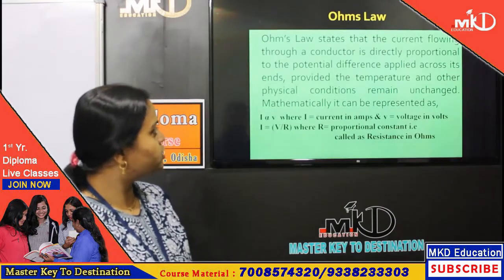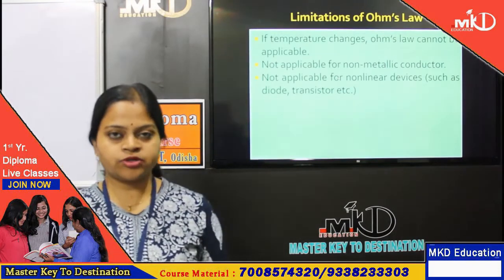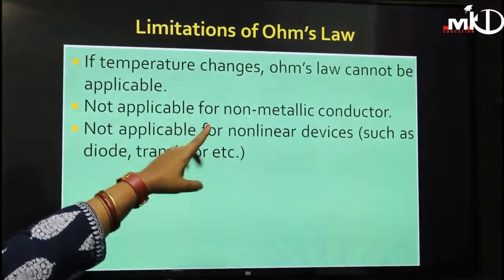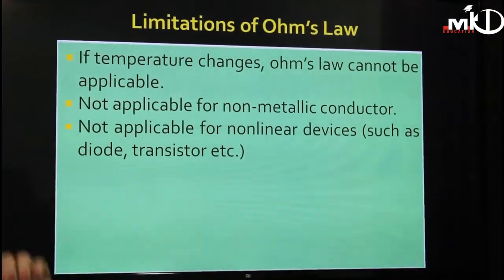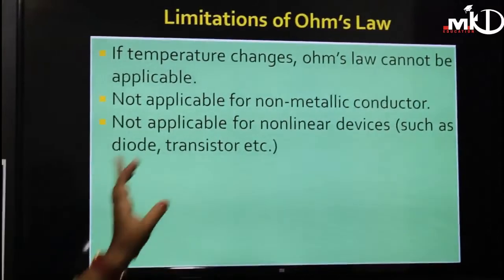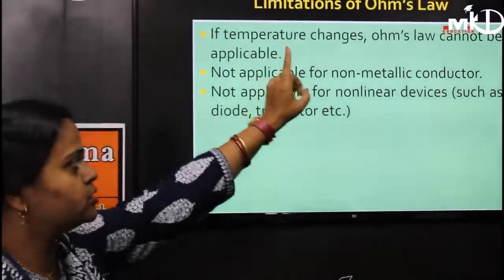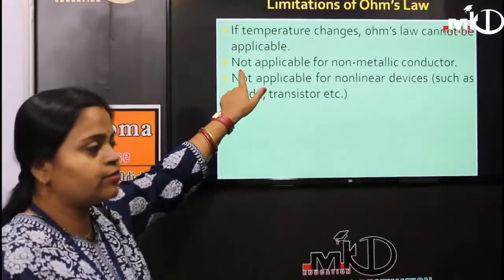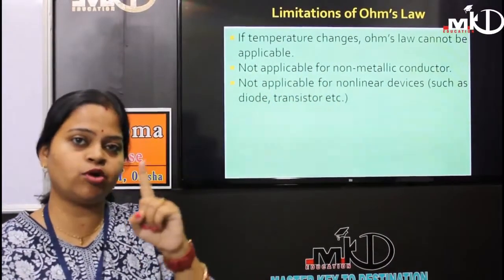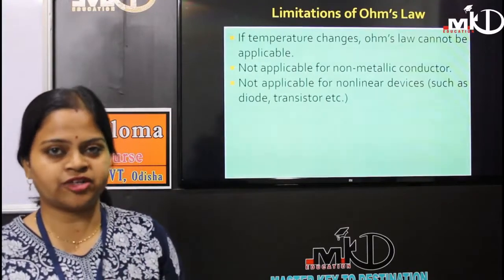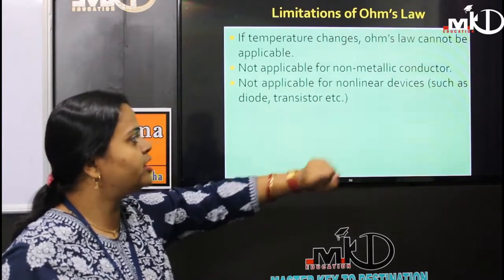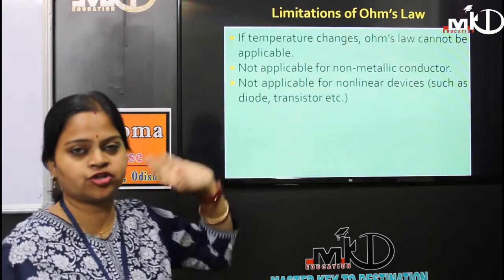If we go for the limitations of Ohm's law: first, if temperature changes, Ohm's law cannot be applicable. It is applicable only at a constant temperature. Second, it is not applicable for non-metallic conductors. If it is a pure conductor, then only it will be satisfied. And last, it is not applicable for non-linear devices such as diodes and transistors.